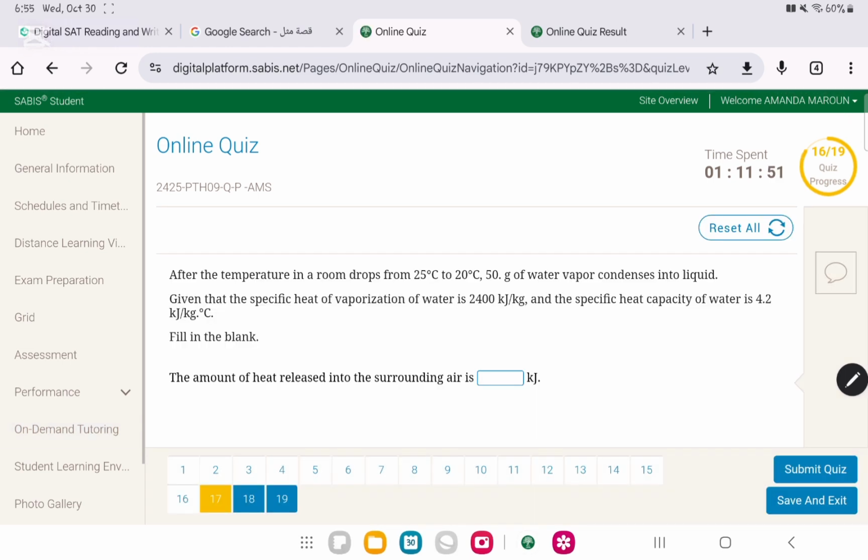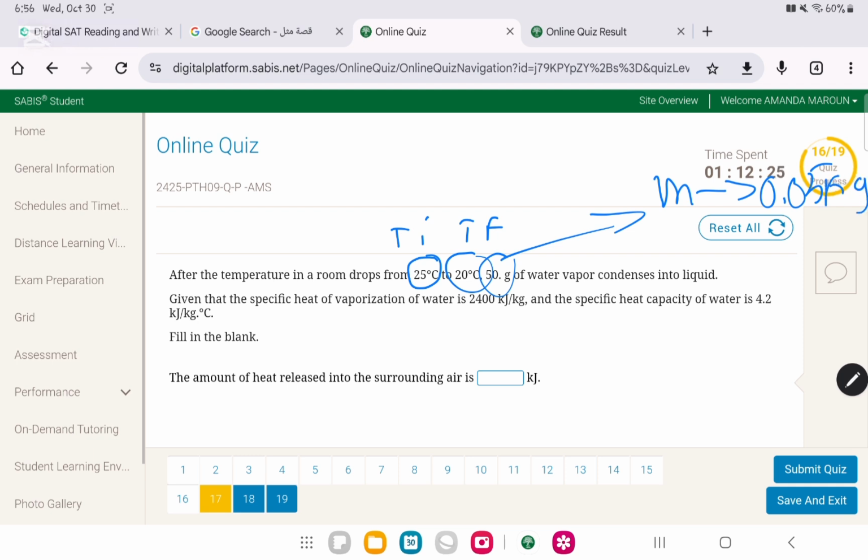Question number 17. Now, after the temperature in a room drops from 25 degrees Celsius to 20 degrees Celsius, so temperature initial, temperature final, 50 grams of water vapor, this is the mass, but we have to change it, sorry, into kilograms, so we divide it by 1,000, and it becomes 0.05 kg. Then we are given what?